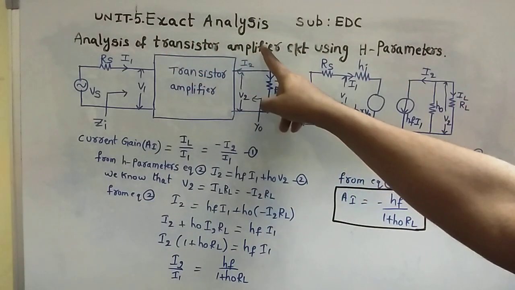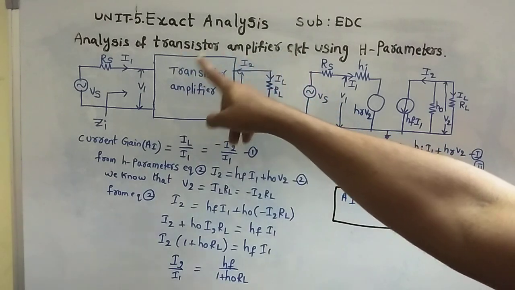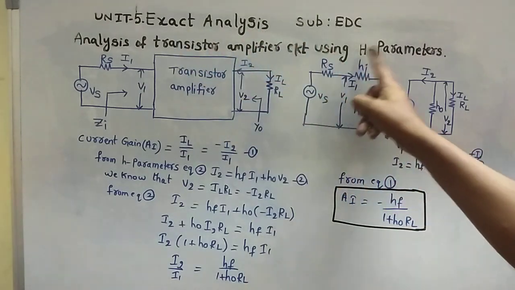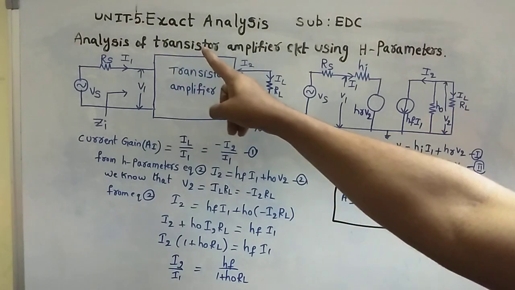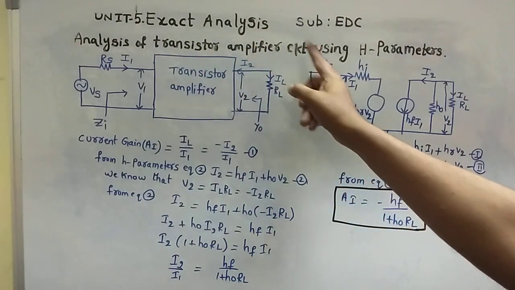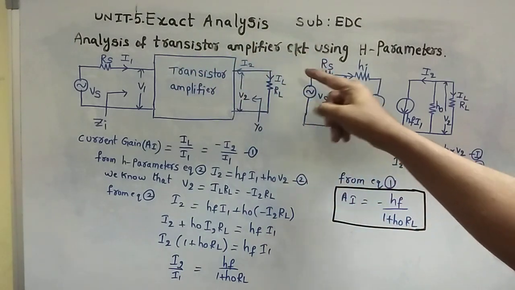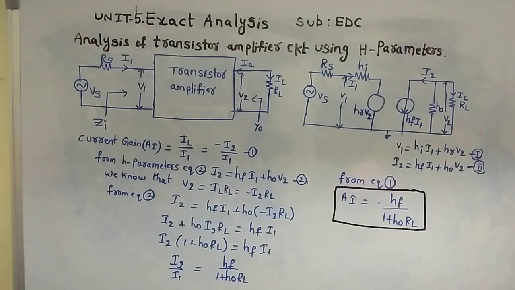In this topic, they may ask for analysis of the transistor amplifier in CE configuration, CB configuration or CC configuration using H parameters. Here we have to find voltage gain, current gain, input impedance and output admittance. They may ask for some parameters or all parameters.